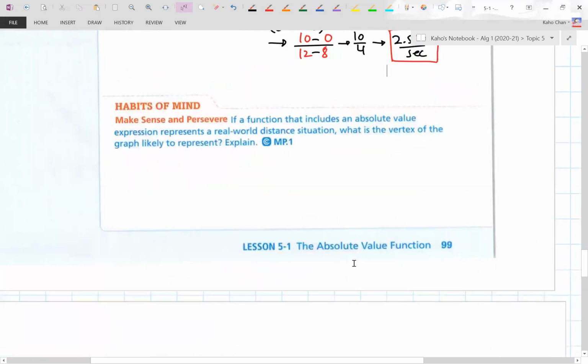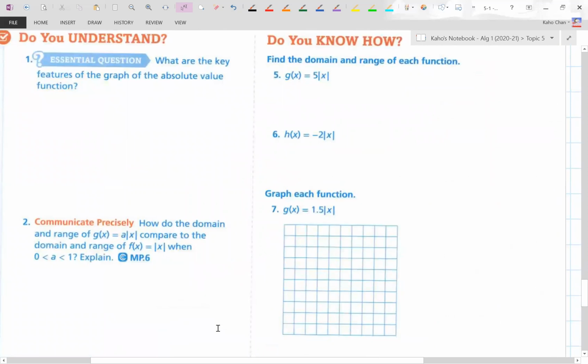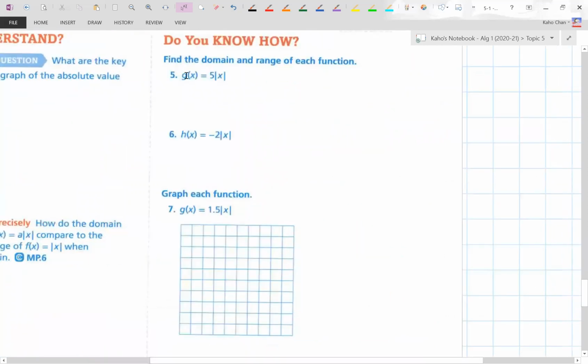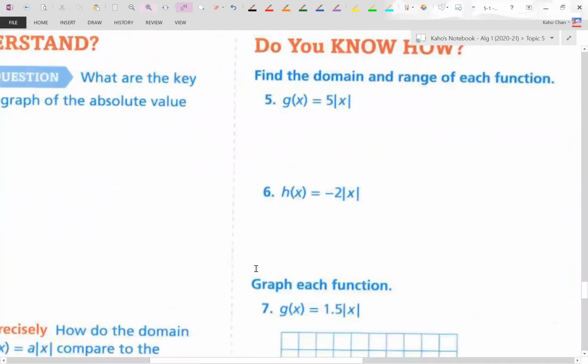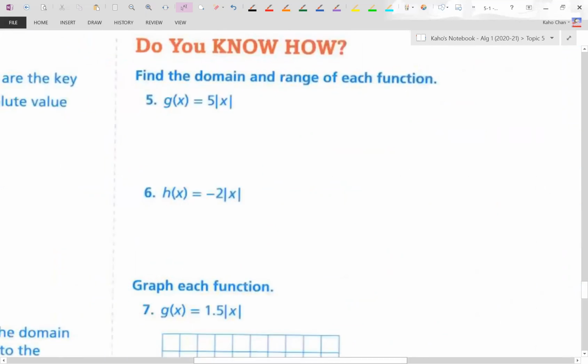Move to page 100. Here we go. Find the domain and range of each function. So far today in this lesson, we've been dealing with the a value. And in terms of a values, let me remind you of that. We haven't dealt with h's and k's yet. Kind of jumped the gun because we've done that with previous parent functions before.